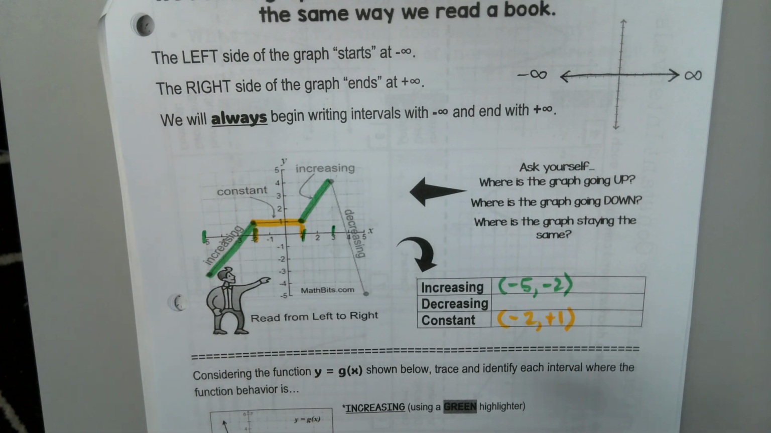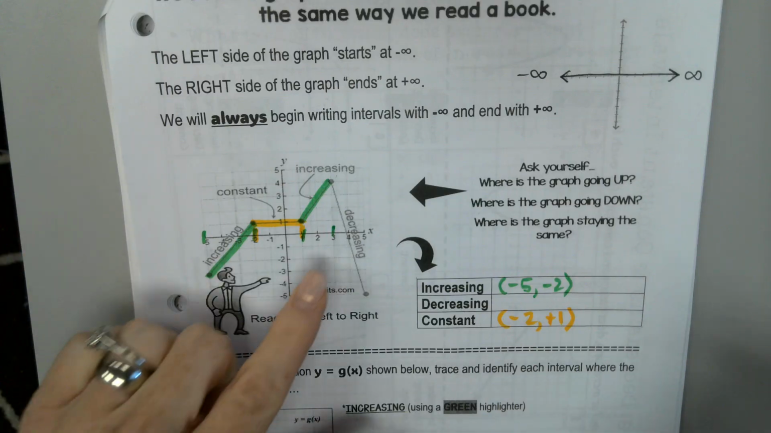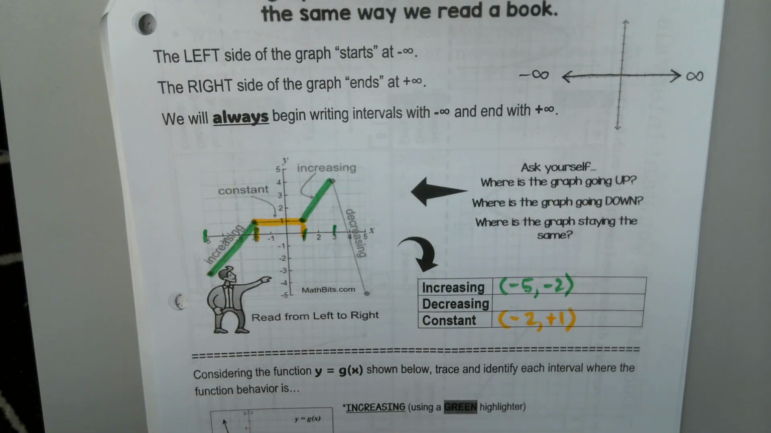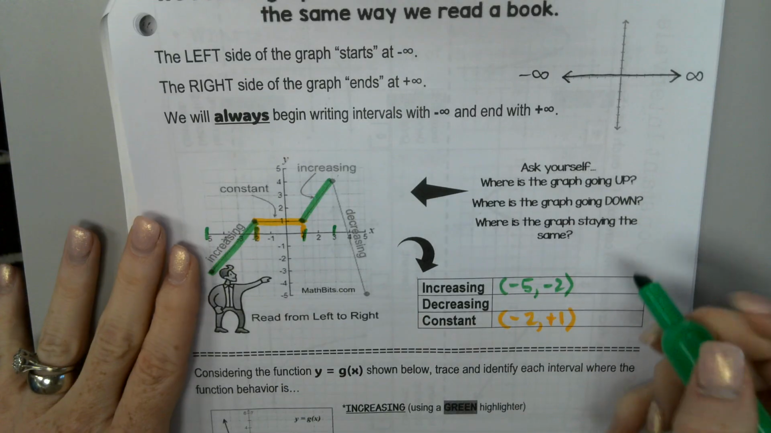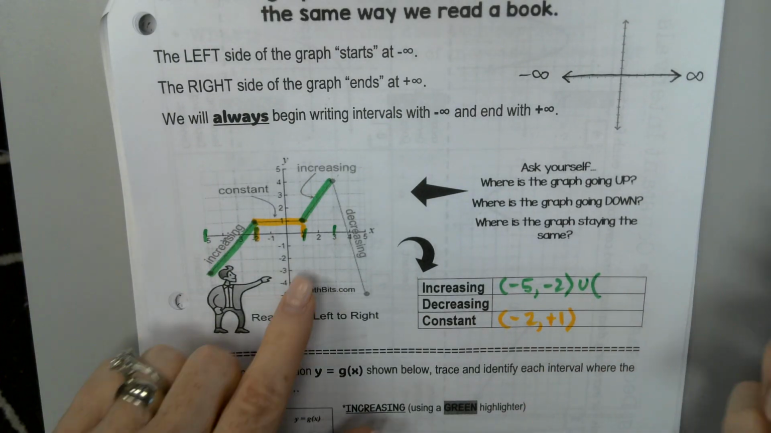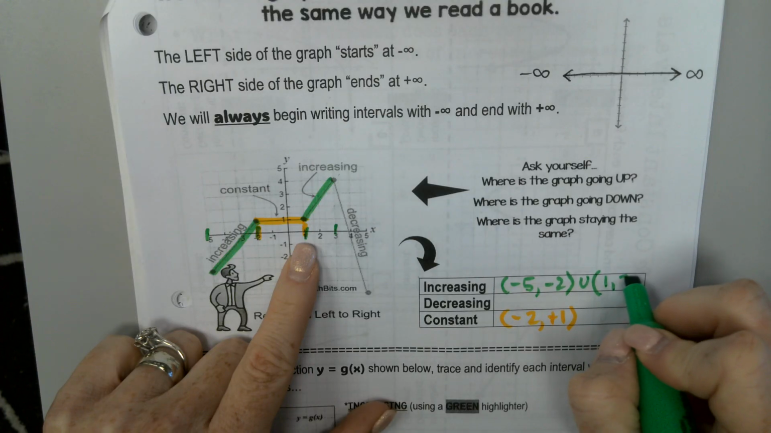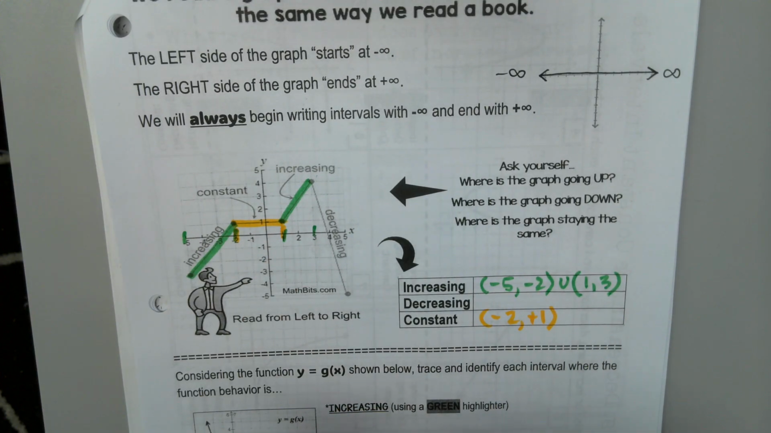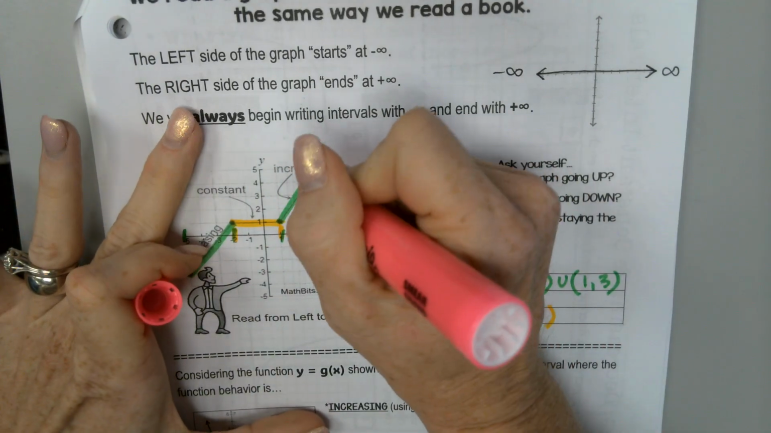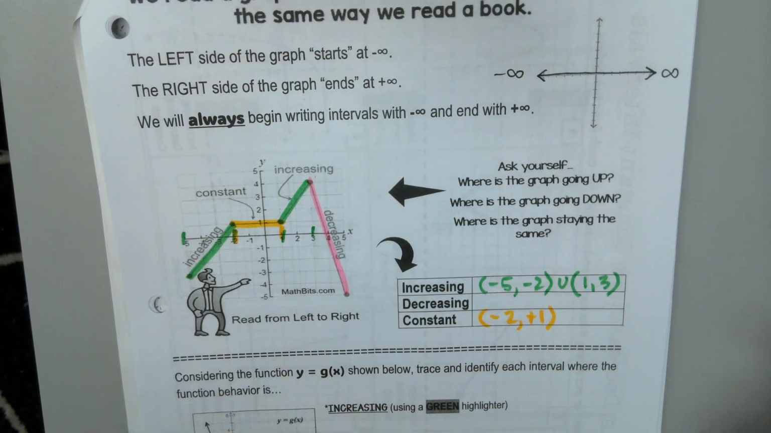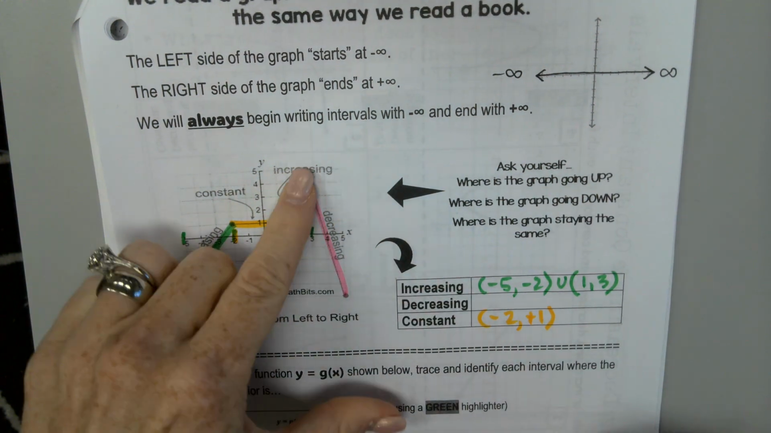Here we go. From 1 to 3, it is increasing again. So what I'm going to do right here, because I have an additional interval, don't forget we're going to join those together with that union. So I'm going from 1 to 3. And then my graph starts falling.